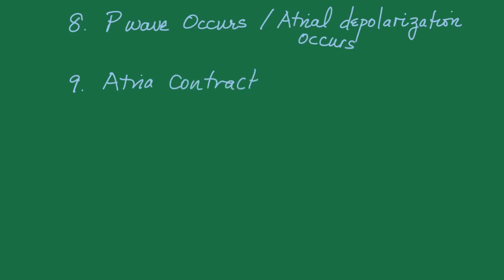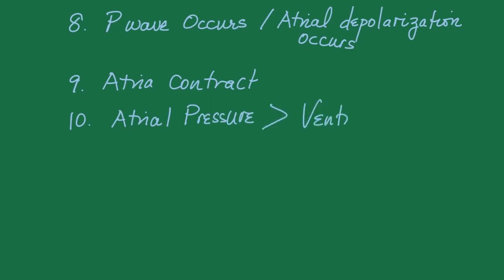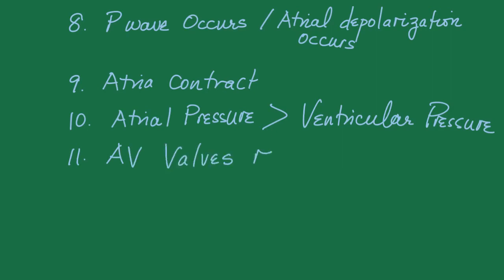When the atria contract, the atrial pressure is still higher than the pressure in the ventricles. So atrial pressure is greater than ventricular pressure. Atrial pressure is greater than ventricular pressure. So the AV valves are still open. No big changes here. Blood continues to flow from the atria to the ventricles down the pressure gradient.